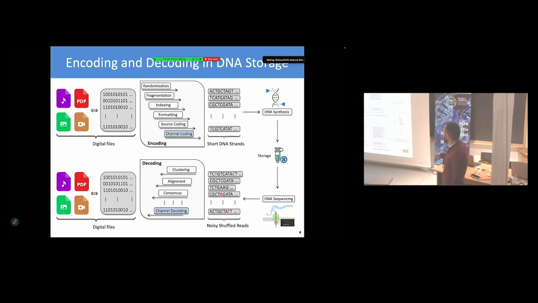So this is to say that channel coding and channel decoding is part of a bigger picture when it comes to encoding and decoding in DNA data storage. And I will focus today on this part of the encoding and decoding in particular.